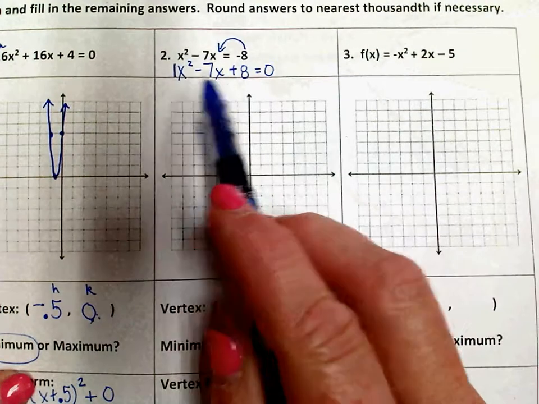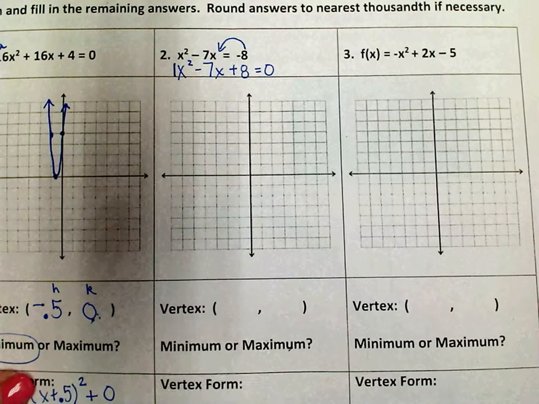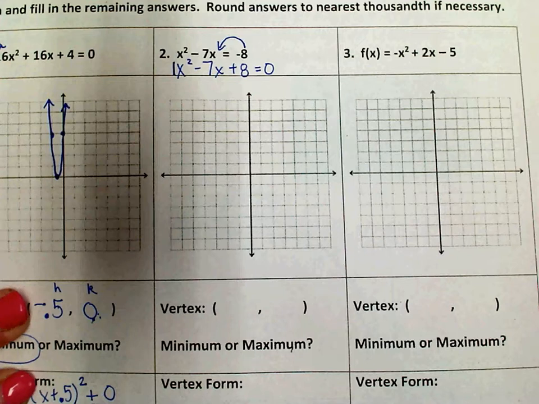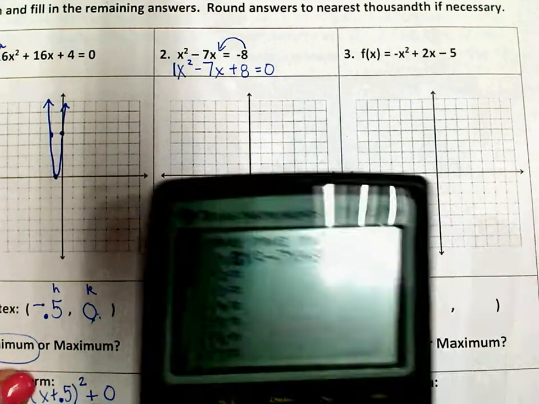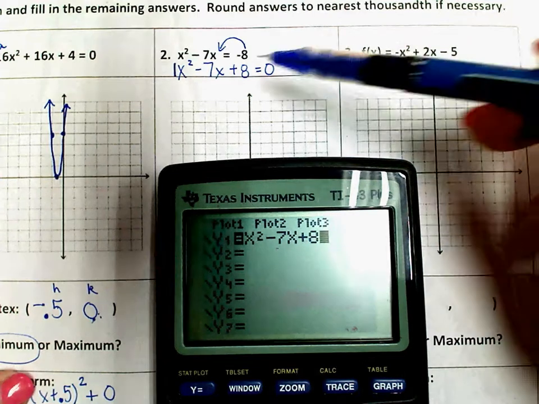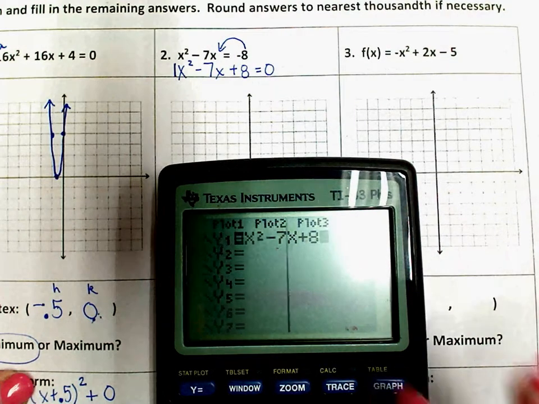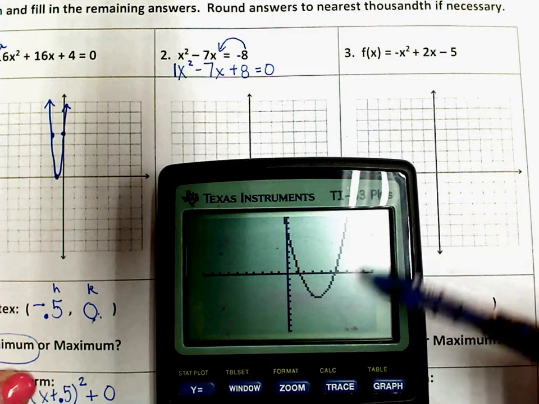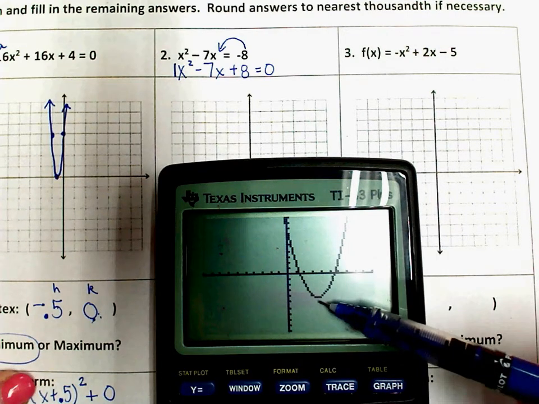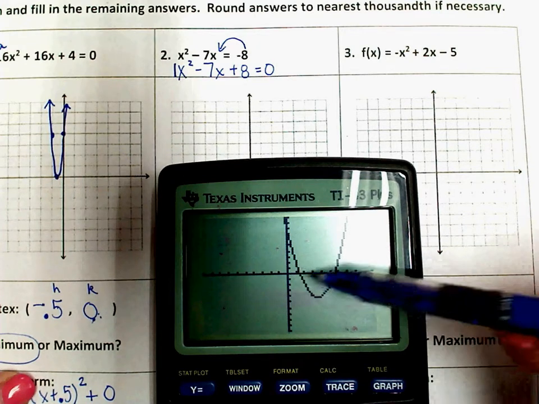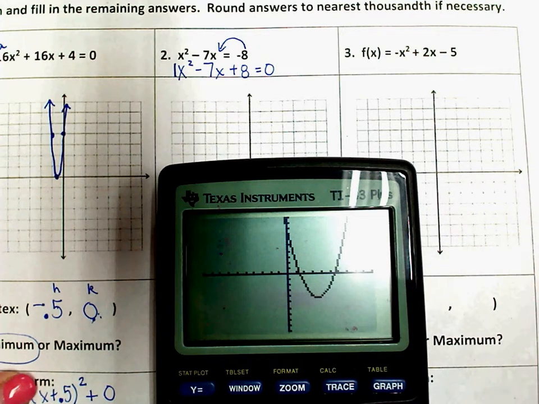And I can enter this equation into my graphing calculator to find the vertex, which will give me my h and my k values. So here's my equation, x squared minus 7x plus 8. And if I look at the graph, this is a parabola that actually opens upward, so I know that the vertex is a minimum. I can also see it's going to have two solutions because it crosses the x-axis in two places. And I'm going to calculate the vertex first.